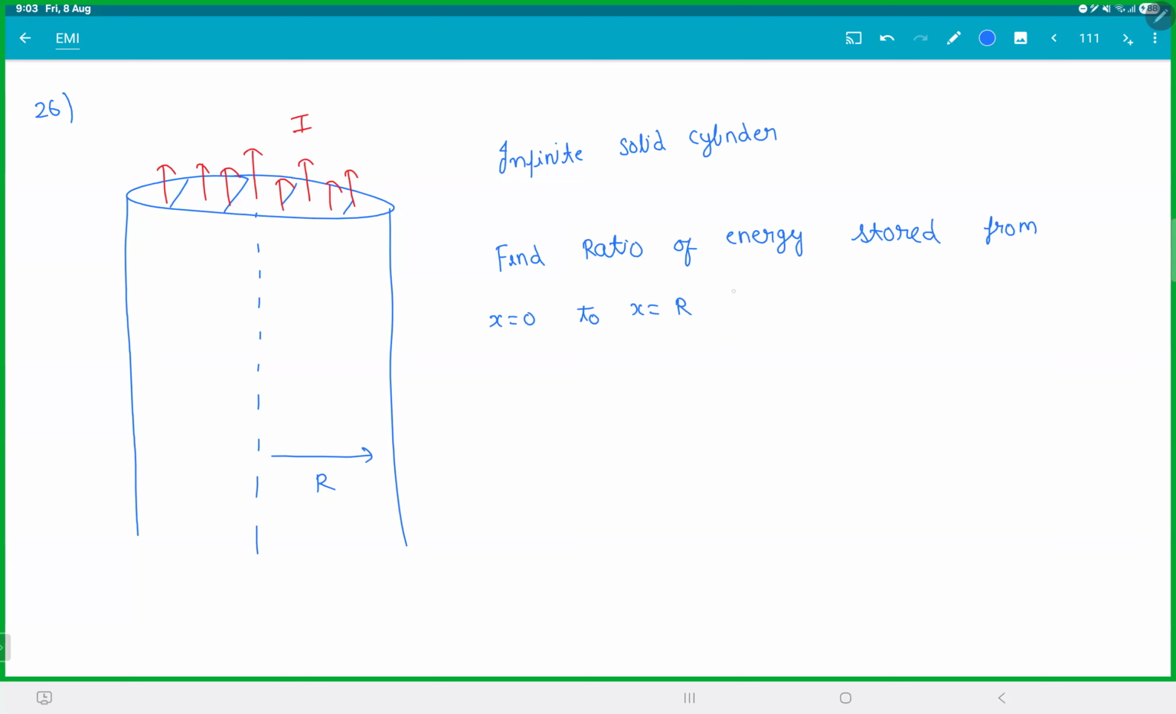Basically, this is the inside. And x equal to r to x equal to 2r is outside. Get me the ratio of the energy stored. So how much energy will be there inside the inductor, inside that solid cylinder, and how much energy will be there from R to 2R?